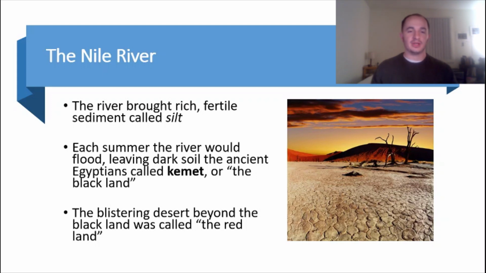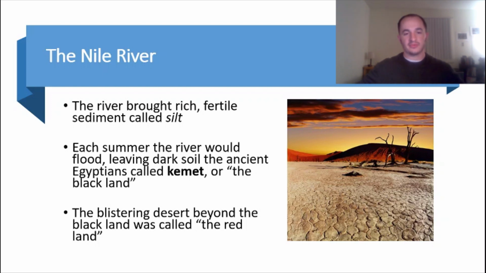And as it floods routinely every year, it will leave a lot of that silt everywhere, and that soil will be incredibly useful for farming. So each summer, the river would flood, leaving this dark soil, this silt, which the ancient Egyptians called Kemet, or the Black Land. They could bring it to places and allow that farmland to grow crops. And it would flood about the same time every summer, so they would just know to back away a little bit and then let it flood.